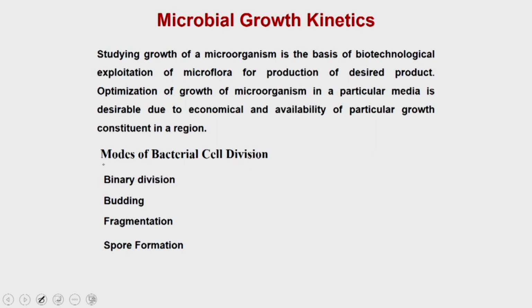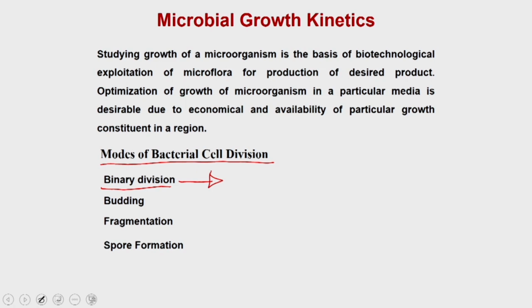There are different modes of bacterial cell division. One is called binary division, where the cell is going to divide into two. That is how, if you start with one bacterium, it will become 2, 4, 8 and so on with every binary division.